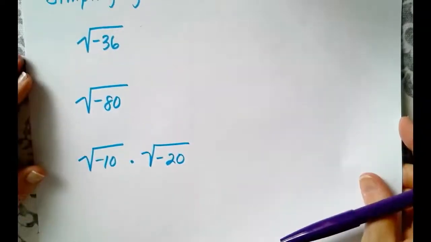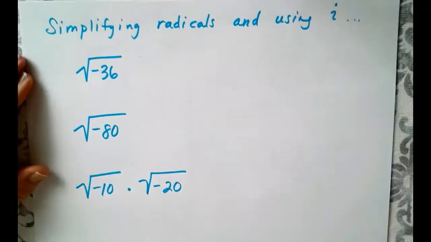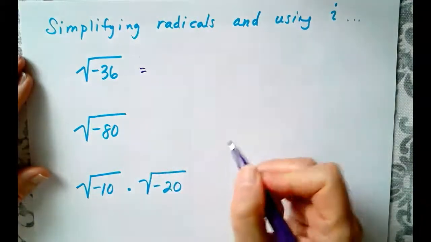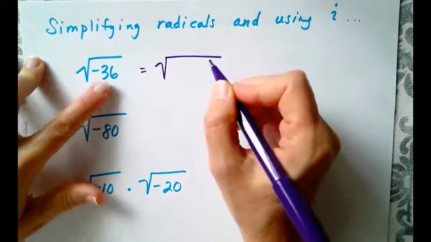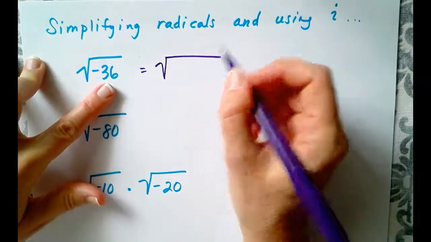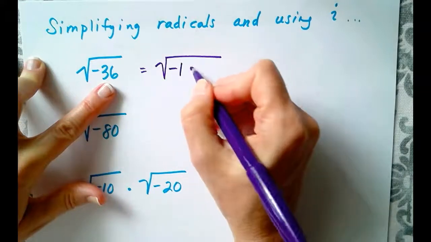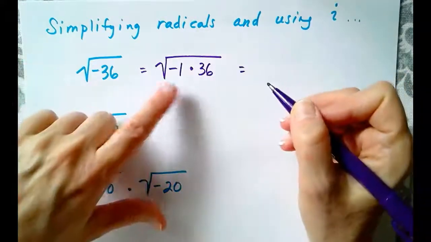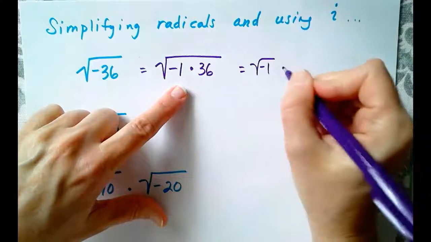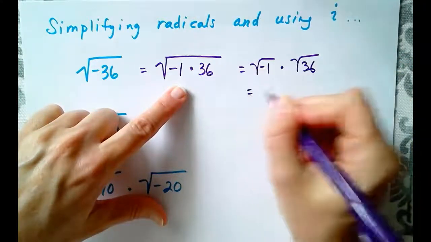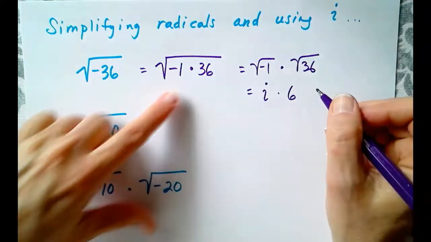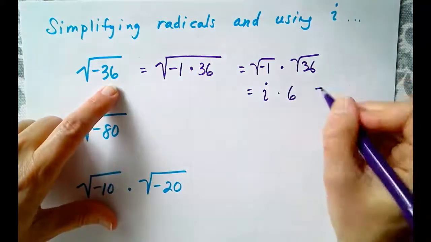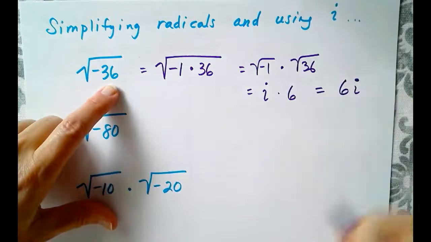Now, we sometimes are going to have to simplify radicals using i. Now here's the deal. We are always going to take the i out first. So what does that mean? Well, the square root of -36 is the same thing as the square root of -1 times 36. The square root of -1, of course, is i, and the square root of 36 is 6. So the square root of -36 simplifies down to simply 6i.